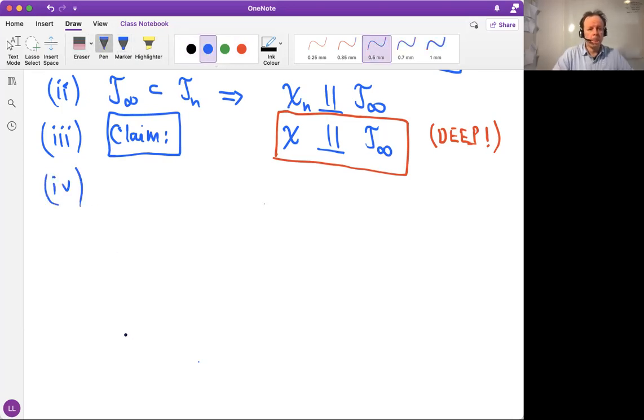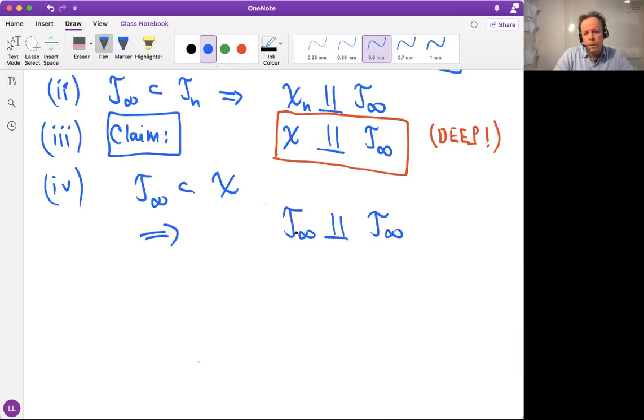Part 4 is just to recognize that the tail sigma algebra belongs to X. So this implies something strange. This implies that every event there is in X, and these are independent, so actually T_infinity is independent of itself. Because if you pick a pair, one event there, and that one event is there as well, then we have a pair and the probability is factorized.